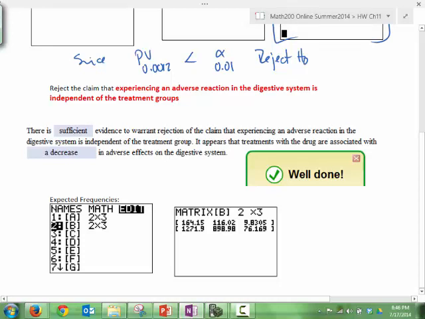I don't know what else to say about this, aside from I may ask you for the expected frequencies in the test, so just be ready to be able to find that wherever you need to find it. All right?